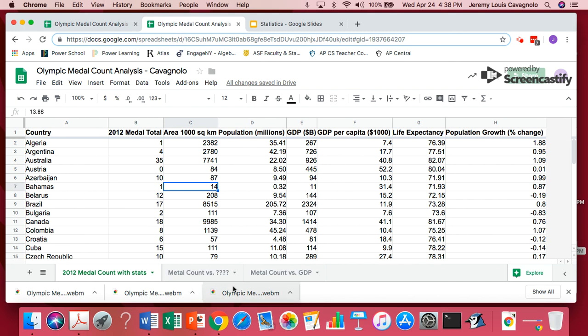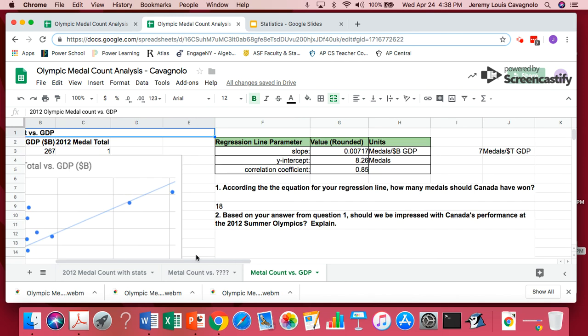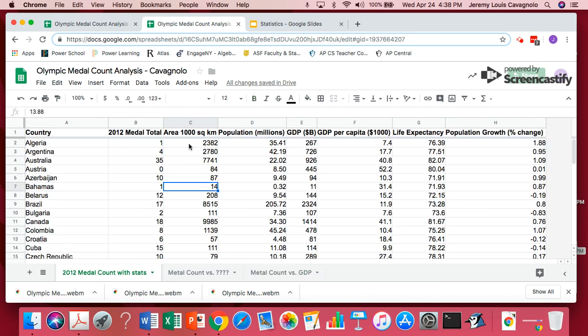So to complete this assignment, you're going to do the same analysis that we did here and answer the same questions that we did, but for each of these other statistics: area, population, per capita GDP, life expectancy, and population growth.